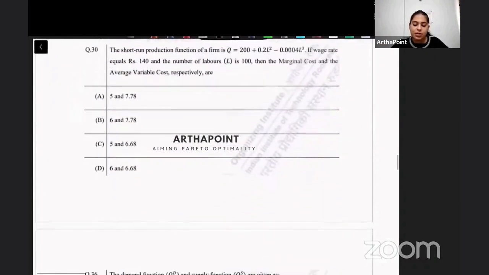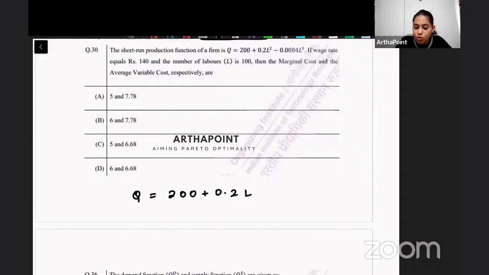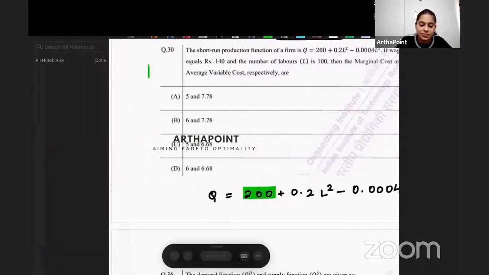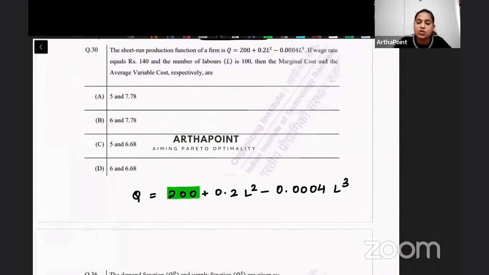Okay. Come to the next question. The short run production function is given to you as Q is equal to 200 plus 0.2 L square minus 0.0004 LQ. How do I know this is a short run production function? Of course, I see fixed cost. Not fixed cost, sorry. I see that they're talking about average variable cost. So that is why I know that this is a short run production.